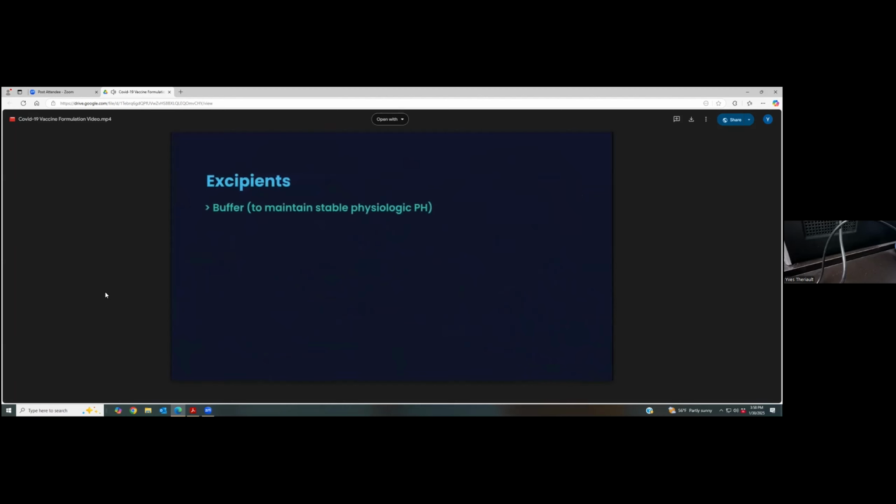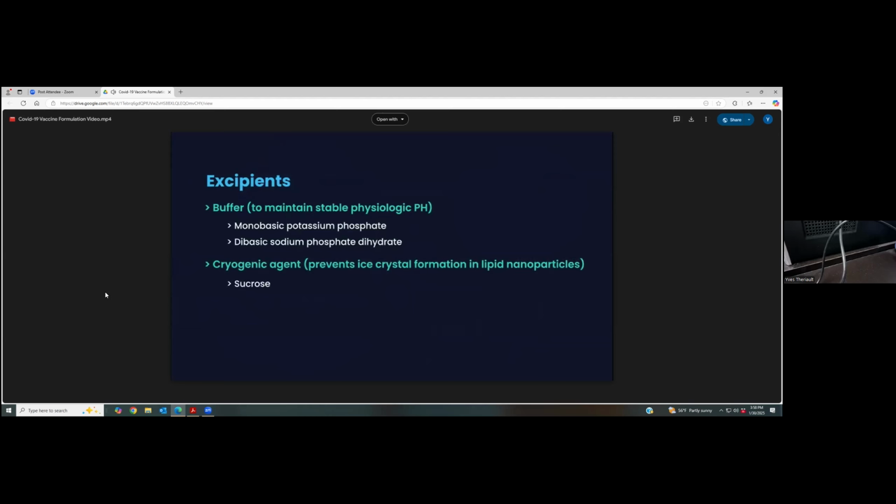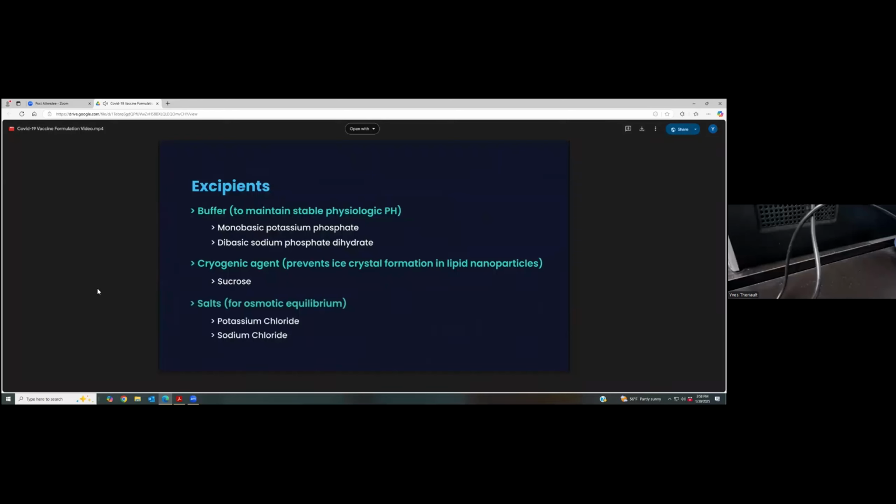Monobasic potassium phosphate and dibasic sodium phosphate dihydrate are added to preserve physiological pH. Sucrose prevents the formation of ice crystals in the nanoparticles, which can lead to their breakage. Potassium chloride and sodium chloride are added to preserve osmotic equilibrium.